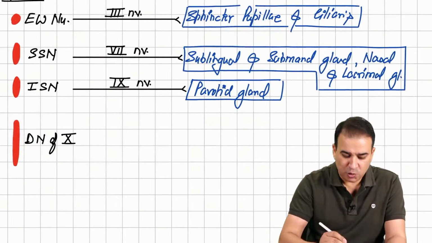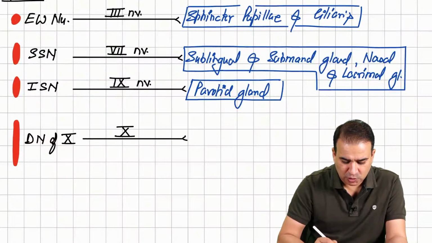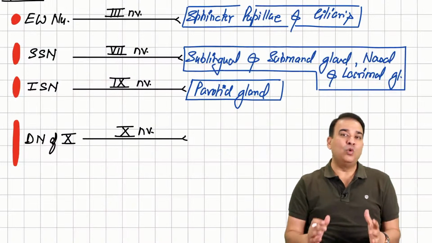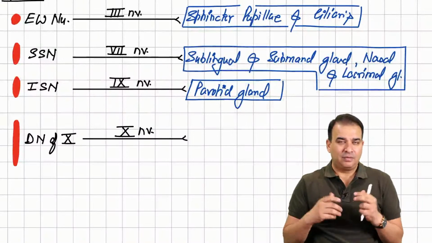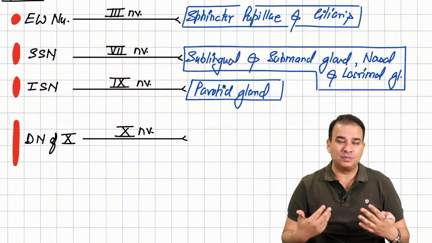What about the dorsal nucleus of vagus? It goes without saying, it is a nucleus of the vagus nerve, right? And as you may know, guys, vagus is the only cranial nerve which goes beyond the head and neck. Out of the cranial nerves, the only one which supplies structures beyond the head and neck, that is what?